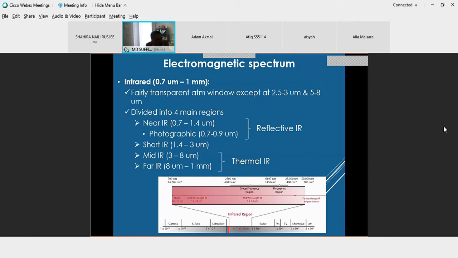Kalau thermal infrared, meaning that the mid infrared and far infrared will be absorbed by the Earth surface, and it will emit mid and far infrared. Itu dipanggil sebagai thermal infrared. Ataupun bumi ni dia absorb blue wavelength ataupun visible wavelength, and it will increase its temperature, and it will emit back mid infrared and far infrared. So mid infrared and far infrared dia tak akan di-reflect, dia akan di-absorb oleh objek kat permukaan bumi.